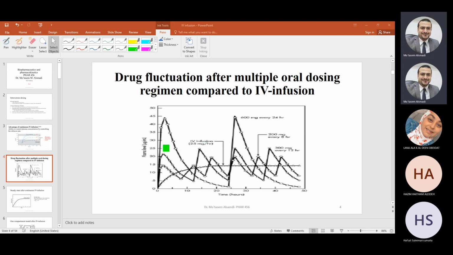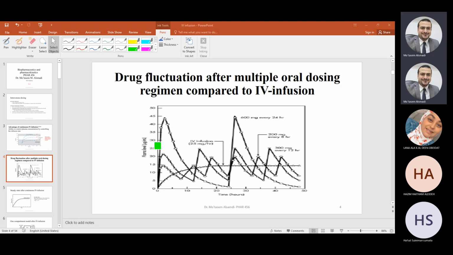At 10 hours, what do you have? You have given a third dose, right? But still you have residual drug. What does residual drug mean? It means remaining drug from the second and the first.